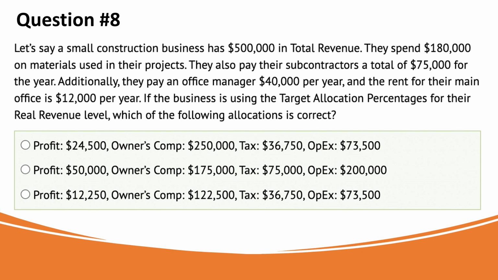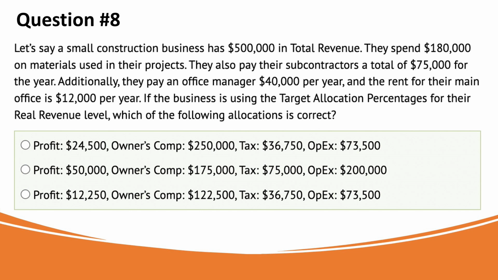Additionally, they pay an office manager $40,000 per year, and the rent for their main office is $12,000 per year. If the business is using the target allocation percentages for their real revenue level, which of the following allocations is correct? This is kind of interesting.